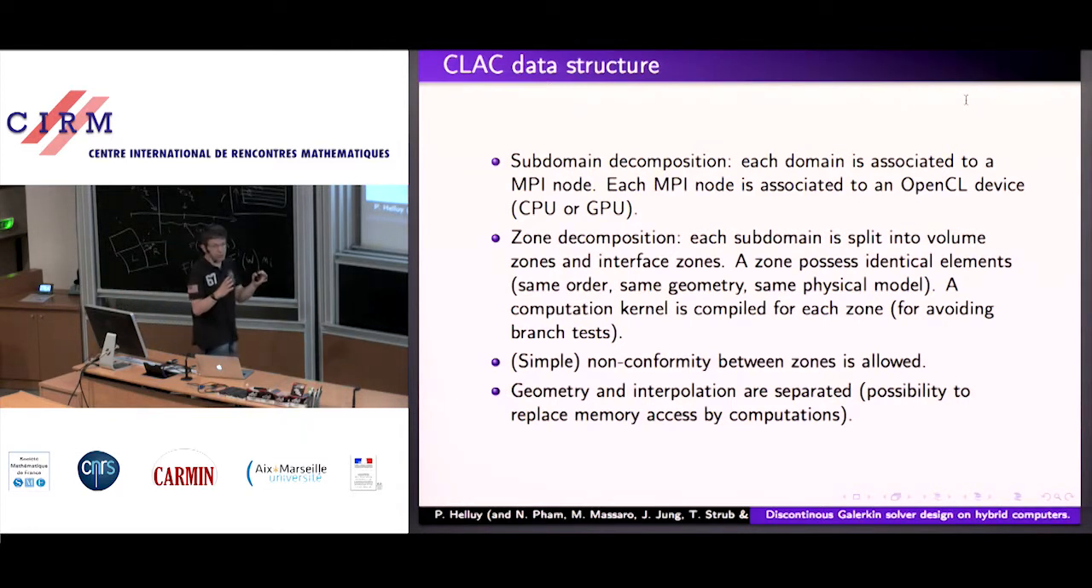So this is the first decomposition, the MPI decomposition. We split the computational domain into several subdomains. Then we do another decomposition, which is the zone decomposition. Each subdomain is now split into several zones. And this notion is very important for performance, because a zone is a group of discontinuous Galerkin elements that possess exactly the same characteristics. You need to have the same order of approximation, the same geometry, and the same physical model.